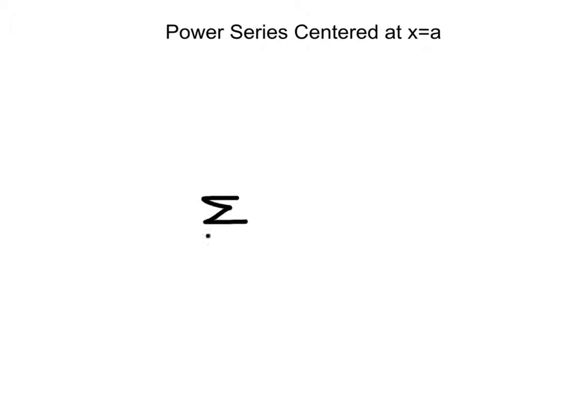It is a summation from n equals 0 to infinity of some coefficient c sub n times x minus a raised to the n. This is a, where our series is centered, and this n is what makes it a power series. Each term is unique based on its coefficient.